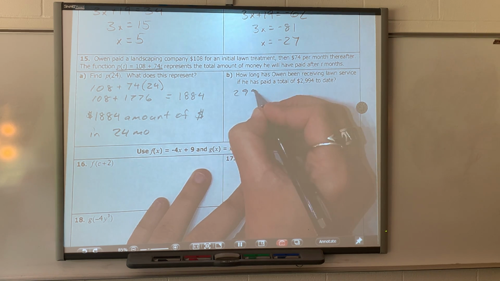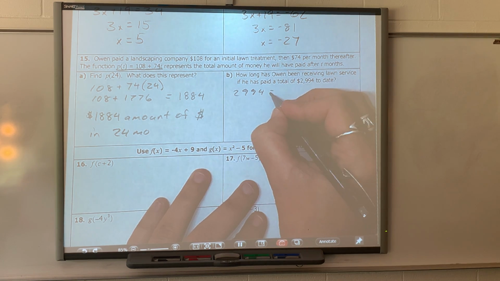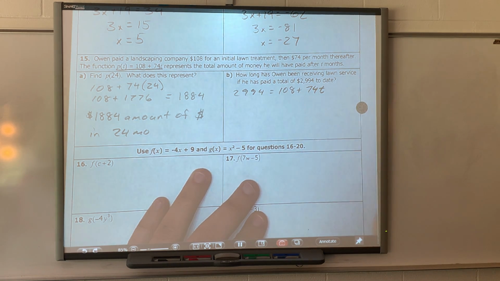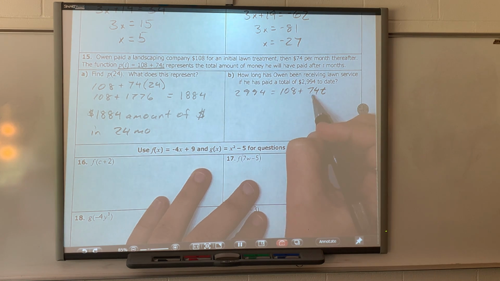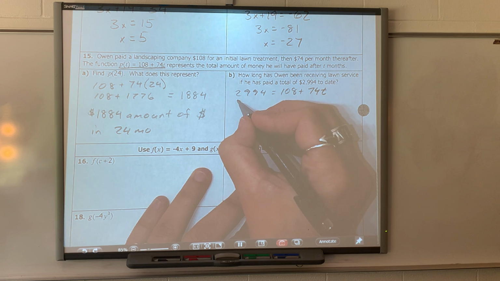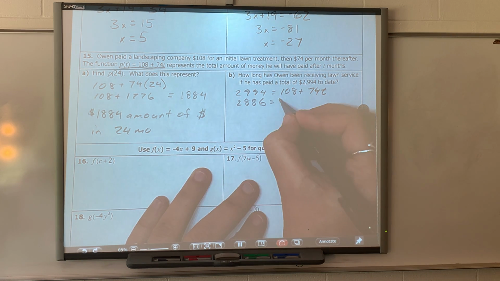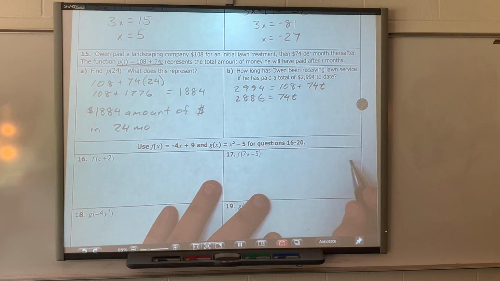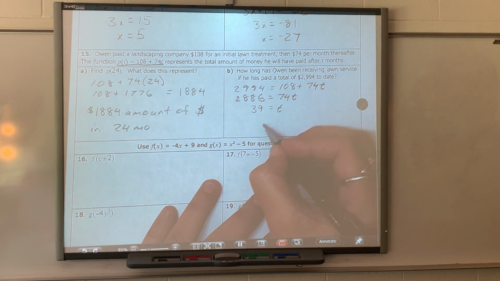2994 equals 108 plus 74t. Okay, equals 108 plus 74t. So this time I'm solving for t, okay? So the first thing I need to do is subtract 108, so that gives me 2886 is equal to 74t. Now I need to divide by 74, and t is then 39. Okay, so 39 what?